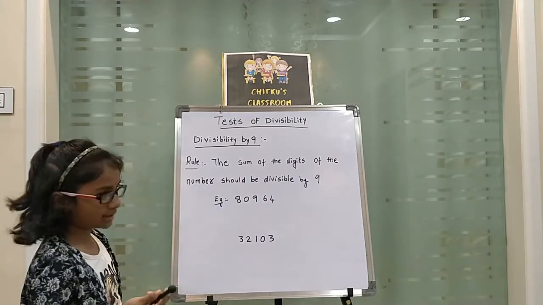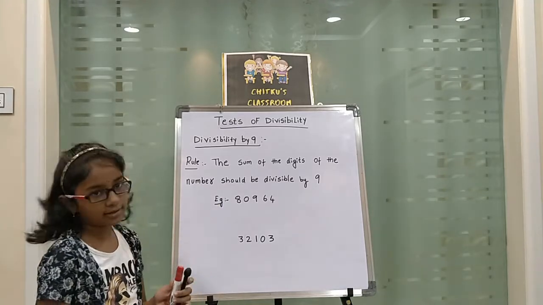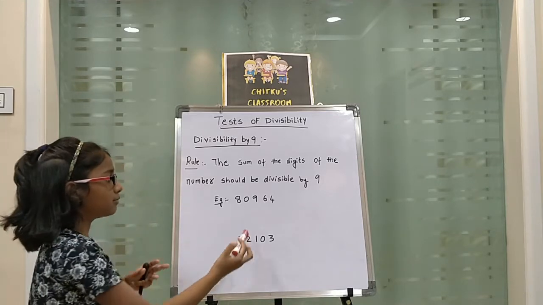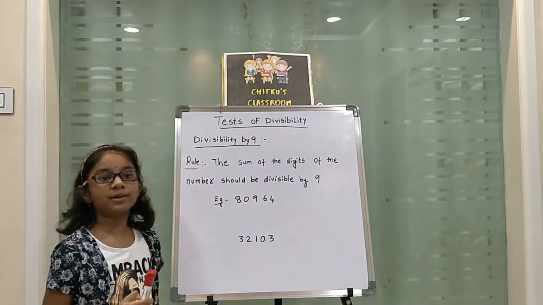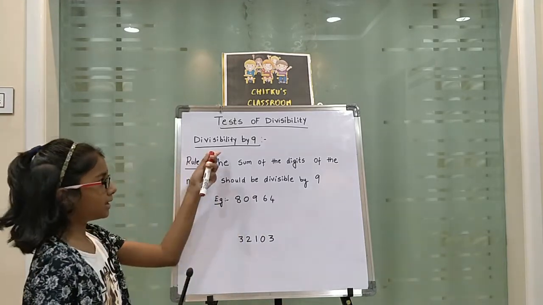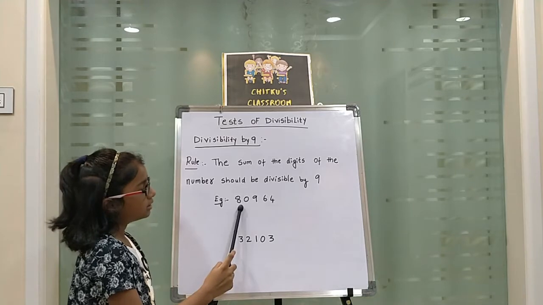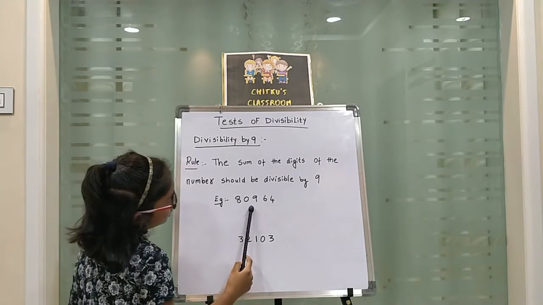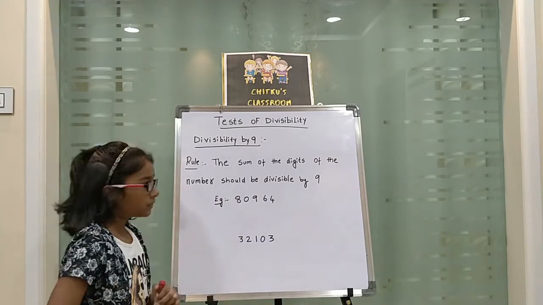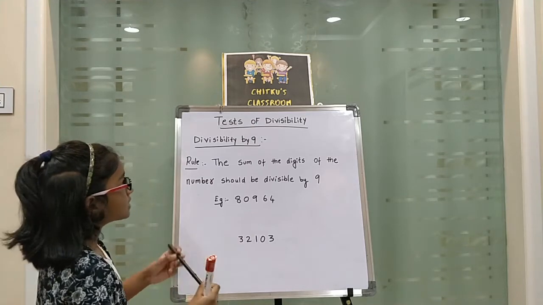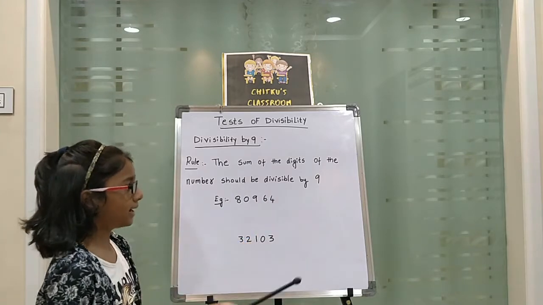We learned about 2 to 8 tables. So now let's learn about divisibility by 9. The way we did divisibility by 3, we add all these digits and see if the sum is divisible by 3. In divisibility by 9, we do the exact same thing. We add the digits and see if the sum is divisible by 9 or not, just like 3, okay? So let's first learn the definition. The sum of the digits of the number should be divisible by 9.